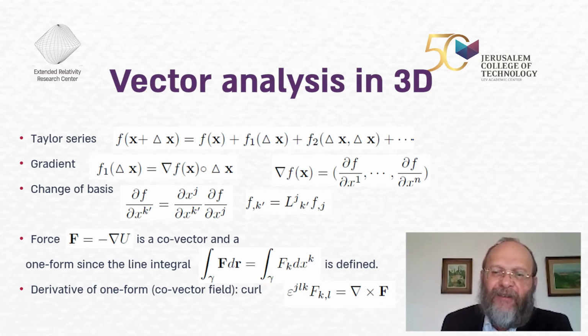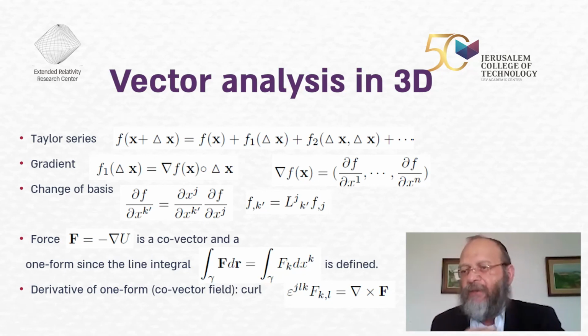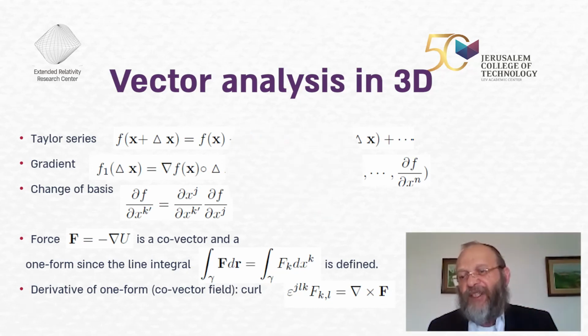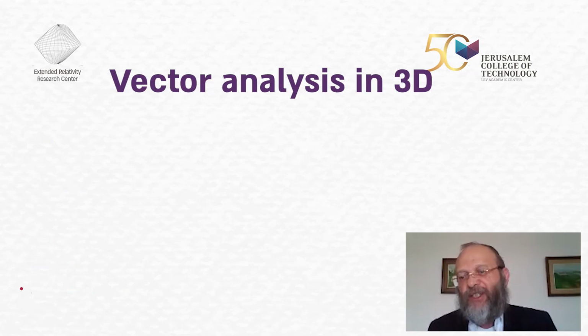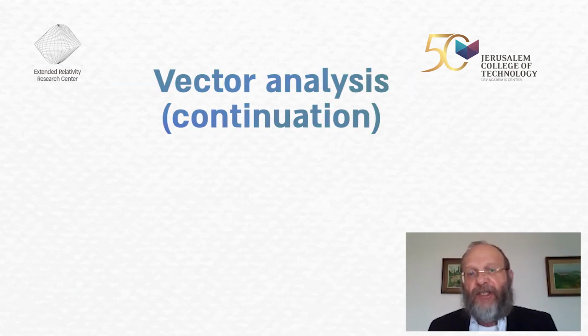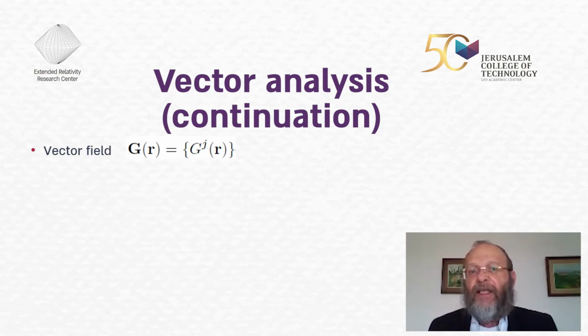Divergence of this doesn't have any sense. So for any vector field, there's only one derivative, one type of integral. They are different vector fields. They are either covectors or vectors. Let's continue. If we have a vector field, let's call it G^i, it has upper indexes, vectors.